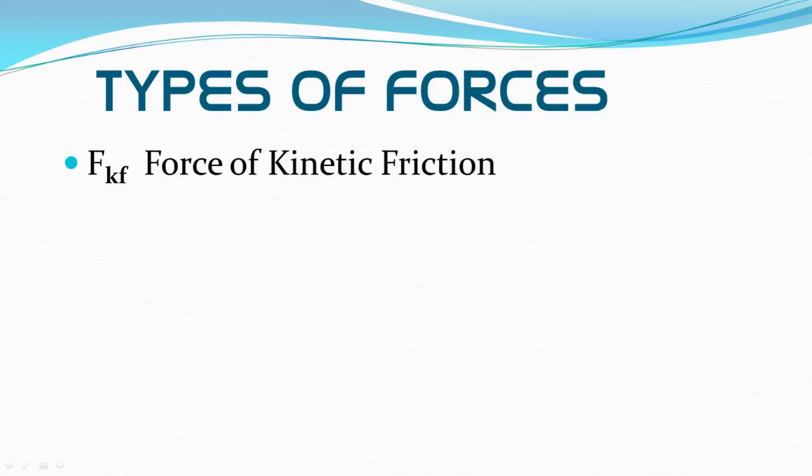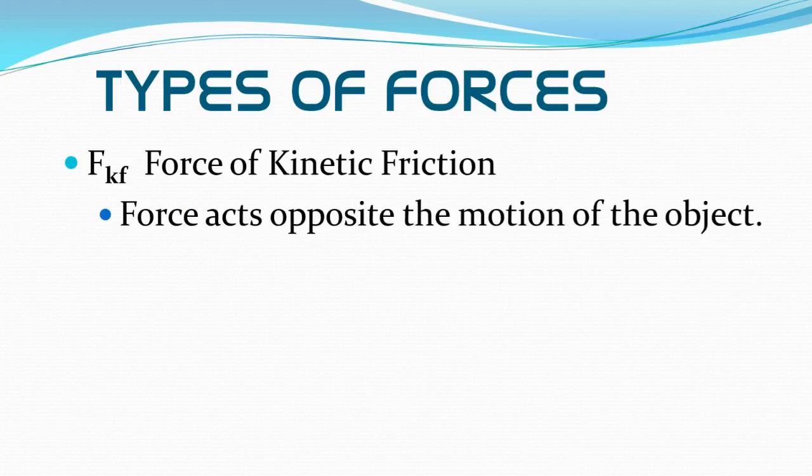Forces can be broken up into different categories based on what is causing the force. If your object is sliding across a surface, it's causing friction. That kinetic friction may slow the object down. We symbolize the force of kinetic friction by F sub K. So this is a force acting opposite the motion of the object. This is a ball rolling forward along the ground, with friction slowing it down by acting against it.